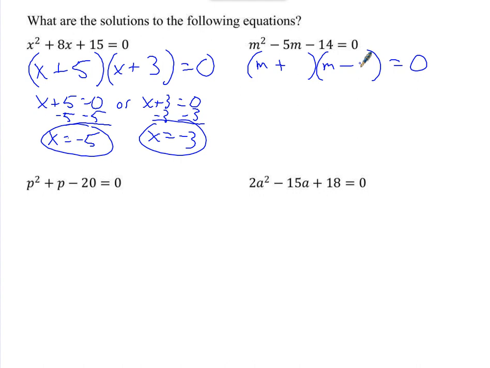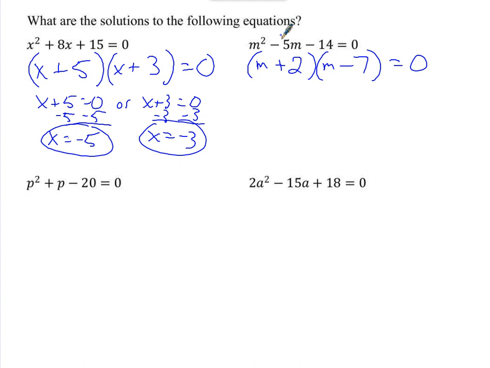So two numbers that multiply, there's not many choices here for 14. What does it have to be? Yeah, 7 and 2. So the 7 is negative, the 2 is positive. Now what? Check. Positive 2 times negative 7, negative 14. Positive 2 plus negative 7, negative 5. We got it right? Now what?